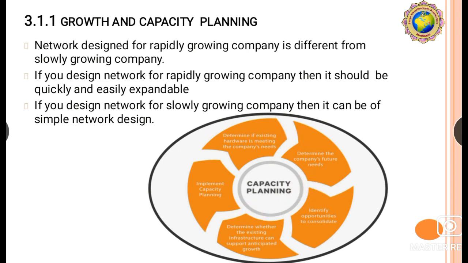networking system. Here, capacity planning is to determine if existing hardware is meeting the company's needs, determine the company's future needs, identify opportunities to consolidate, determine whether the existing infrastructure can support anticipated growth, and then implement capacity planning. So this is our capacity planning for publishing and developing our application using the network system. Network design for a rapidly growing company is different from a slowly growing company.